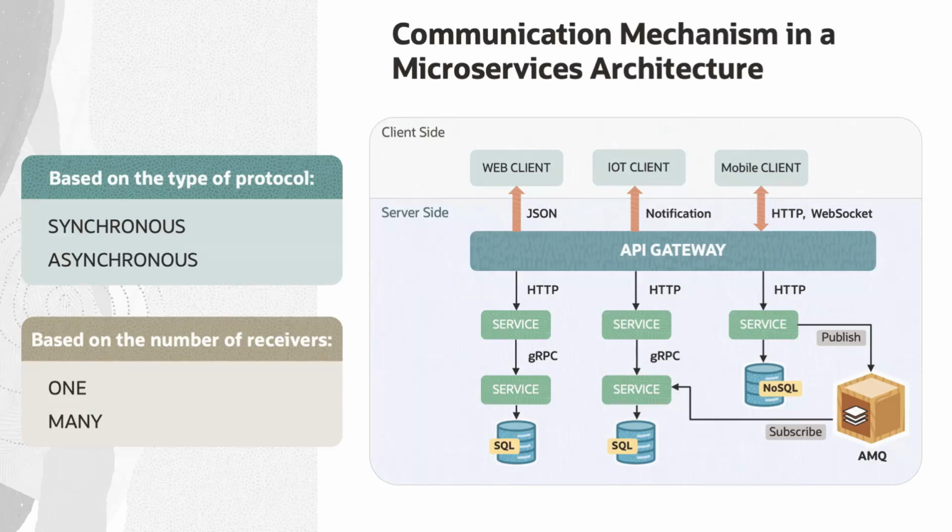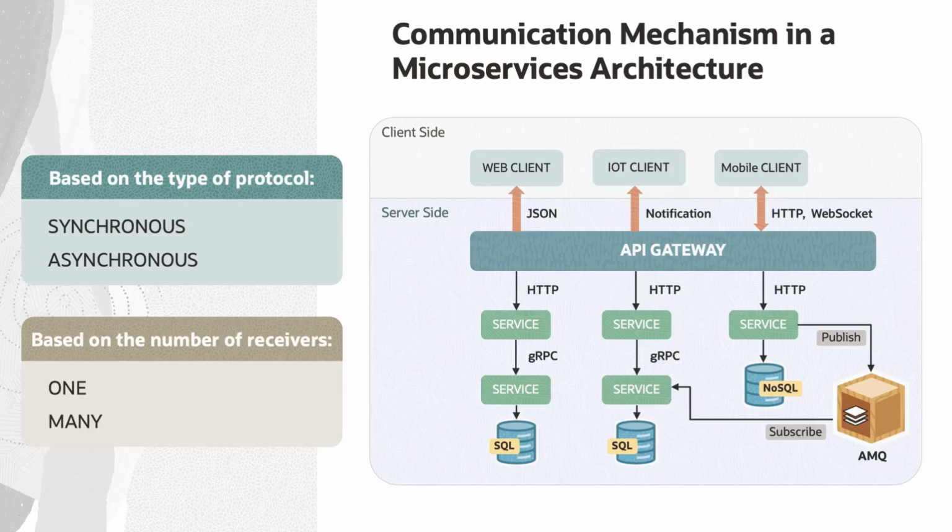Communication mechanism in microservices architecture. As we all know, microservices are distributed in nature, so to communicate with one another, they make use of inter-service communication on the network level. Each microservice has its own instance and processes. Therefore, services must interact using an inter-service communication protocol like HTTP, gRPC, or message brokers like the AMQP protocol.